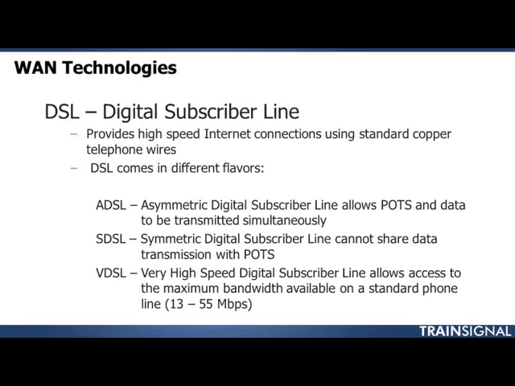And then what we see today probably most often is your VDSL, which is very high speed DSL, so I suppose it should technically be VHS DSL, right? But it's not, it's just VDSL. And this allows access to the maximum bandwidth available using your standard telephone lines. But check out the speeds, 13 to 55 megabits per second. I mean, that's some pretty serious speed using the regular telephone wires coming to your house.